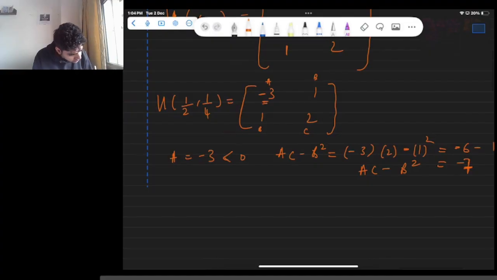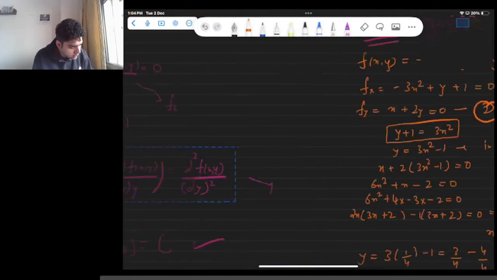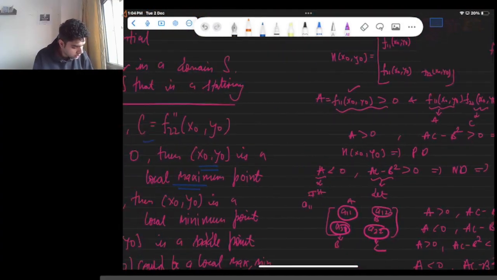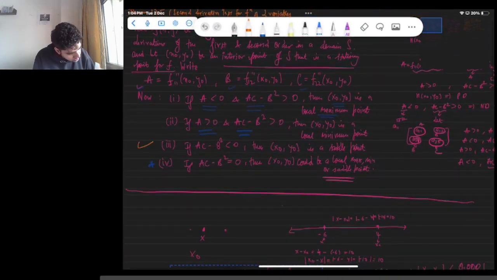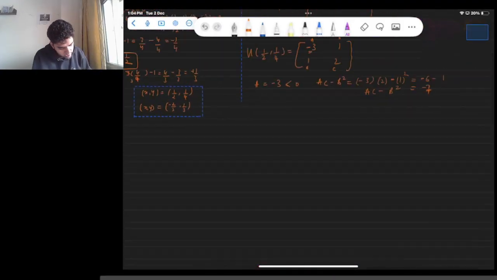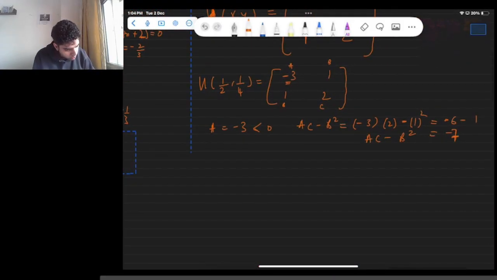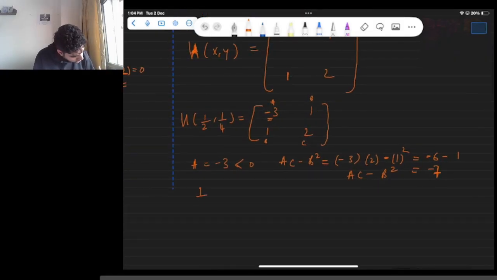The third condition says that if my ac minus b square is less than 0, then x naught comma y naught is a saddle point. So my 1 by 2 comma 1 by 4 is a saddle point.